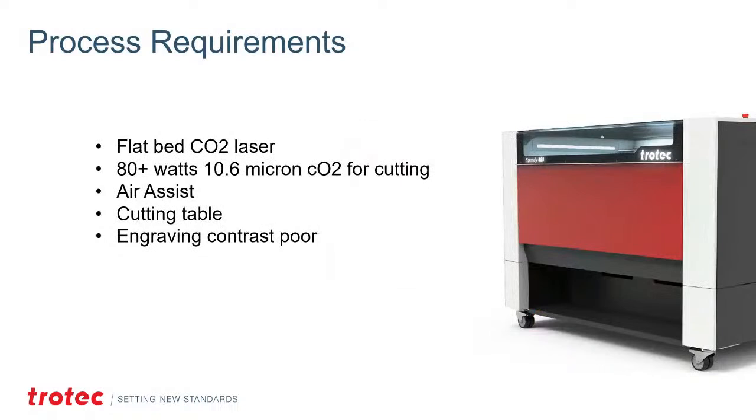Common with this is a flatbed CO2, 80 watt, 10.6 micron for cutting and engraving, with air assist and a cutting table if you're going to be cutting. But the engraving contrast can be poor. It does engrave. Typically, it's used more for rubber stamps for embossing and printing onto the surface of it, but you won't see a lot of engraving into the surface just for the sake of reading it, for example. It is legible, which I will illustrate here, but most of what is processed with this material is for cutting.